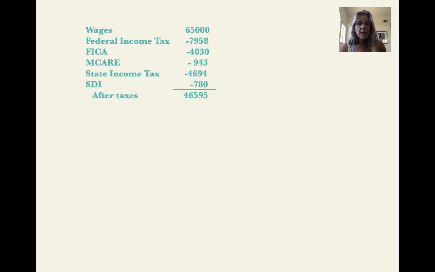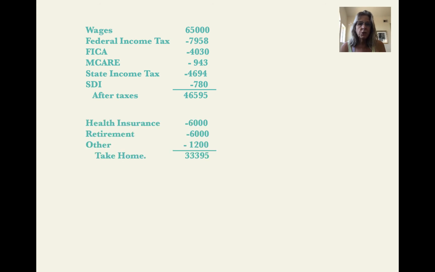If we look at that, we have $65,000 of income. We had to pay federal tax, Social Security, and Medicare. Those three are federal taxes. And then on the state side, we had to pay state income tax and state disability insurance. So of the $65,000, we ended up getting $46,000 income.